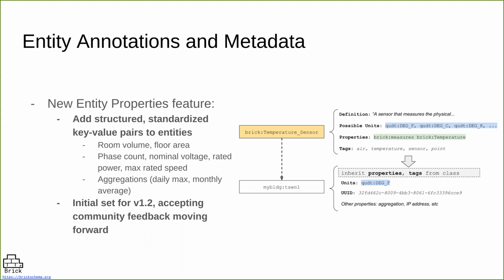So all of your instances and your entities in your Brick graph have this very rich description that they inherit from their class description, but you can also now add properties to the instance itself. What is the identifier in the time series database? What's the IP address of a particular device, and so on.